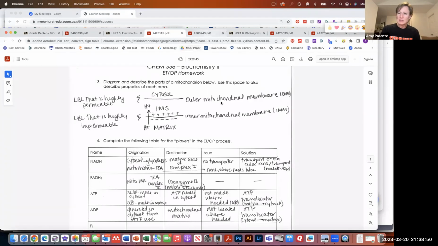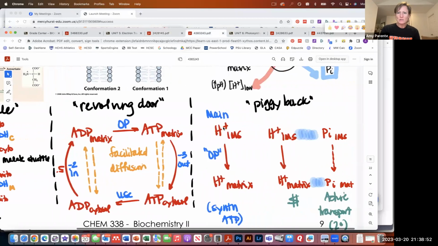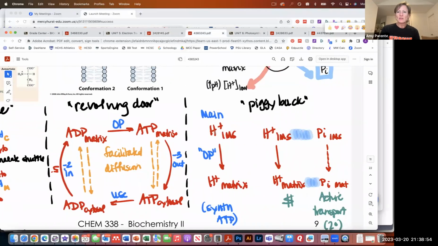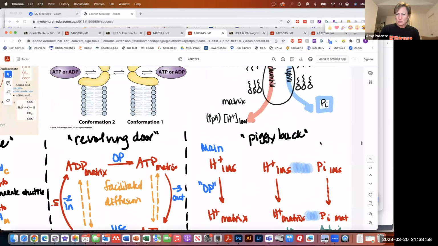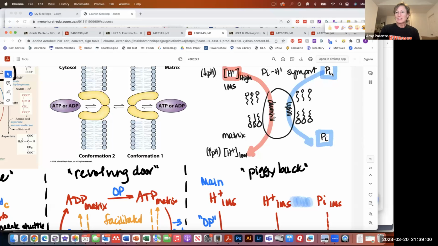Okay. Last piece is thinking about moving inorganic phosphate in. And this one, we have to piggyback it, because we're actually moving minus charges in here, okay?